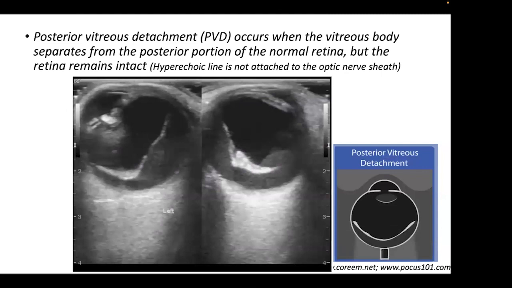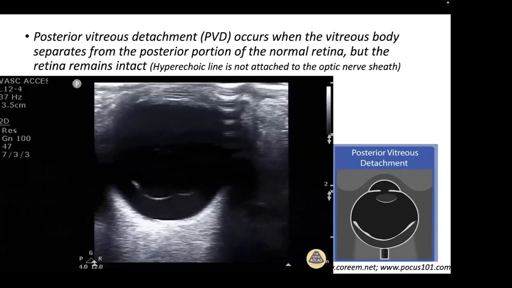As you scan through, you'll see the hyperechoic structure, which is attached to the optic nerve posteriorly. Posterior vitreous detachment does appear similar to retinal detachment, though the hyperechoic portion does not attach to the optic nerve in this case. Posterior vitreous detachment can be seen also in trauma, so it is part of the same differential diagnoses. Again, the hyperechoic line in retinal detachment should be attached to the optic nerve, whereas posterior vitreous detachment will not be. So here's an example of posterior vitreous detachment.